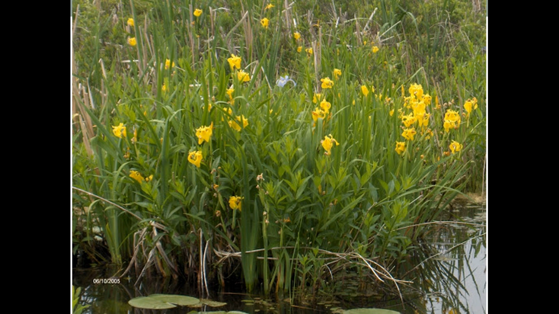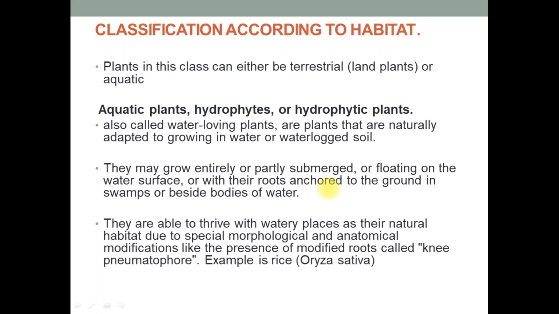They are able to thrive with watery places as their natural habitat due to special morphological and anatomical modifications. So the anatomical and morphological modifications that they have enable them to survive in these watery or waterlogged soils, or in water where other crops cannot survive. A very good example is rice, and also we have yams.